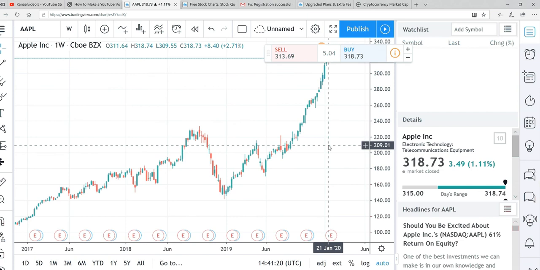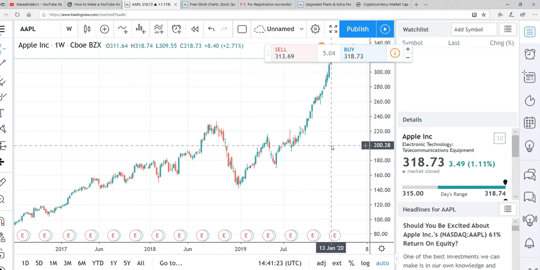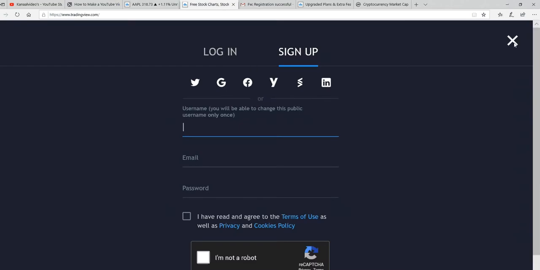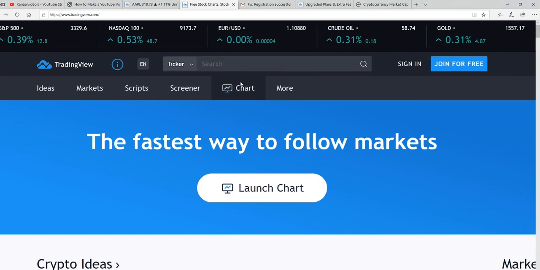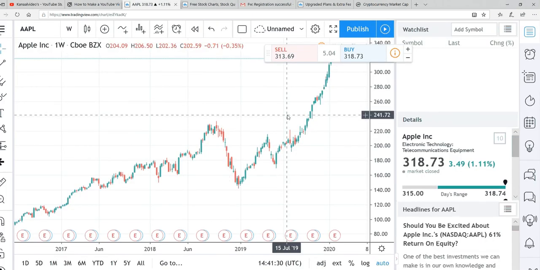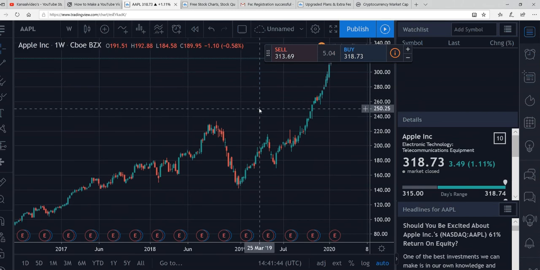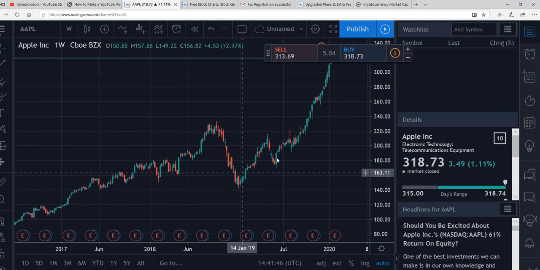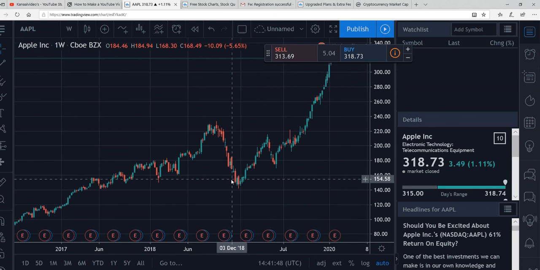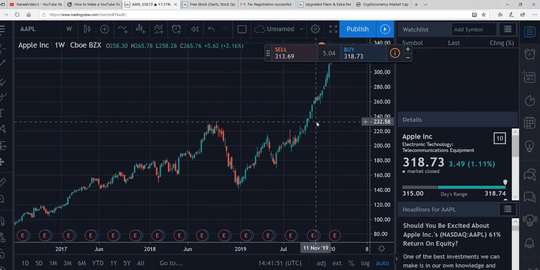This is how your chart will look when you open your account and you go to chart. Over here, you go to chart, you will get this. The first thing you want to do to set up your own TradingView account is go to the left corner at the top, and you want to go to dark color theme. In my opinion, it's way easier because it's nice and easy on your eyes. You can take a good look at it, and I think it's a nice option.